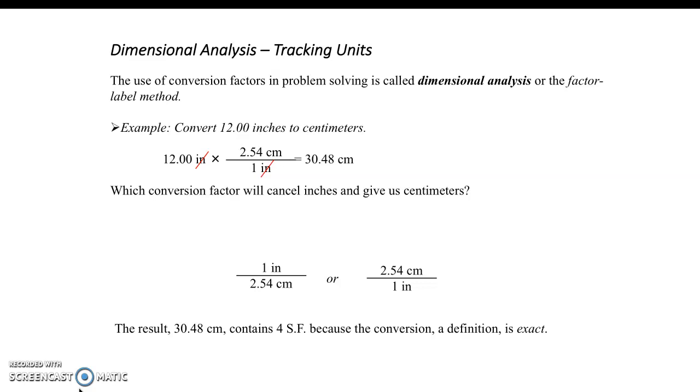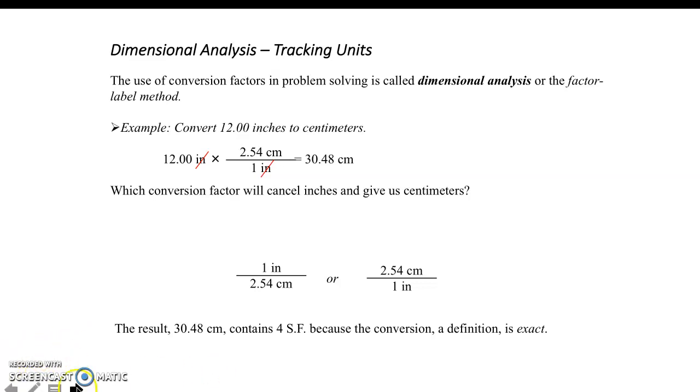That result should have 4 significant figures, because the number 12.00 has 4 significant figures, and that conversion factor is actually a definition, and any definition or any counting number is considered to have an infinite number of significant figures. So we conserve the significant figures in multiplication, and so if I have 4 is my least number at the beginning of my problem, my answer has to have 4.